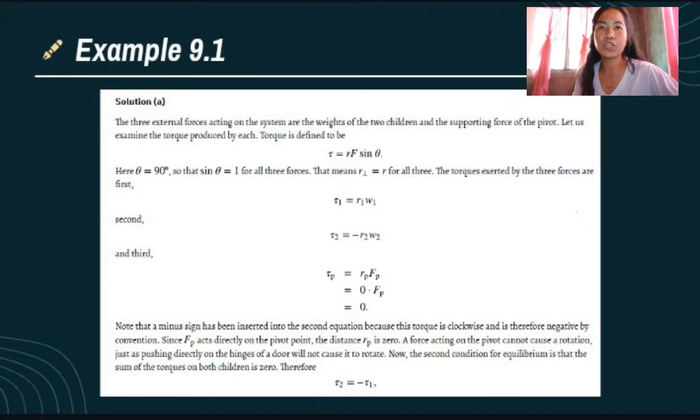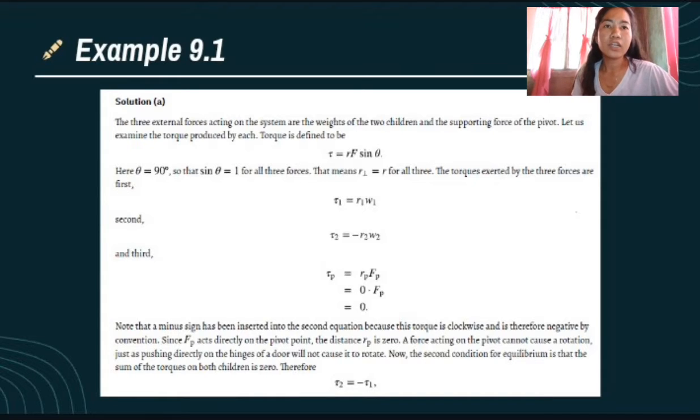So, first the solution. In solution A, the three external forces acting on the system are the weights of the two children and the supporting force of the pivot. Let us examine the torque produced by each. Torque is defined to be torque equals r F sine theta. Here, theta equals 90 degrees so that sine theta equals 1 for all three forces. That means r perpendicular equals r for all three.